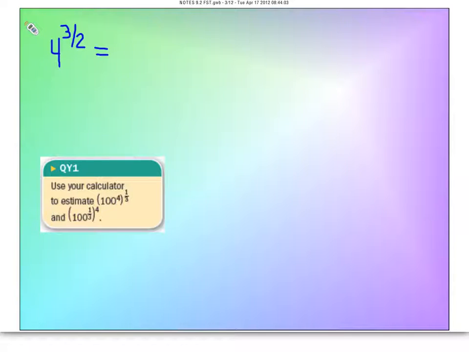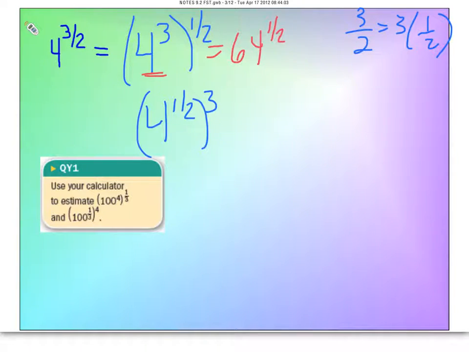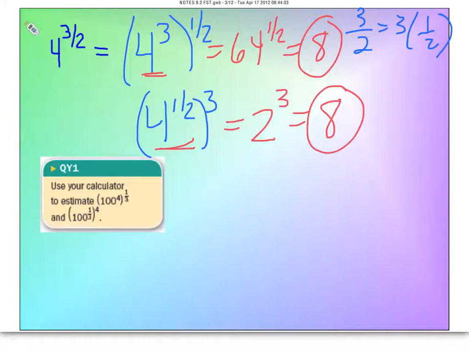Let's try this, 4 to the 3/2 power. Again, I'm going to take the 3/2 exponent and break it into a 3 and a 1/2. Now this one, I can either do 4 cubed and then a 1/2 power, or 4 to the 1/2 and cube it. Well, 4 cubed is 64, and then the 1/2 power means the square root, so it's 8. But here, the square root of 4 is just 2, and then if you cube it, that's also 8. Again, it doesn't matter which order that you do it.